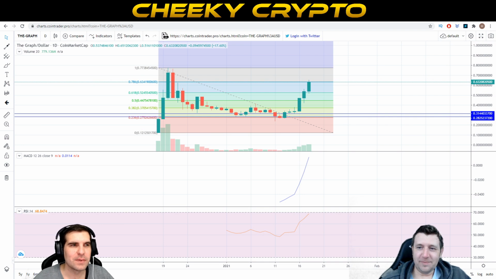Right, anyway, so as you can see, some recent price movements on the graph here. It's had some fantastic movements in the last 3 days, really pushing things further forward.